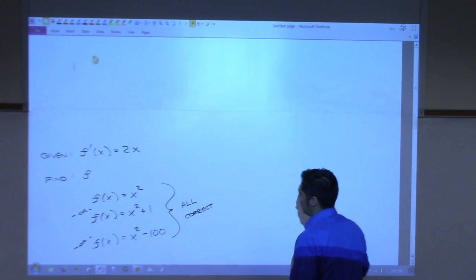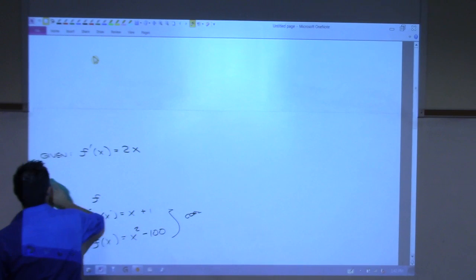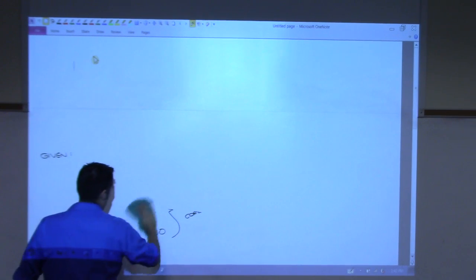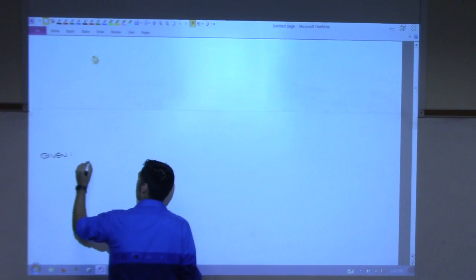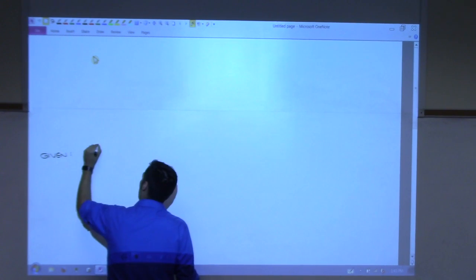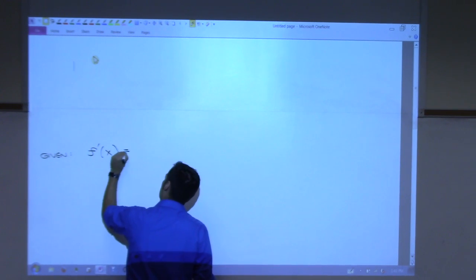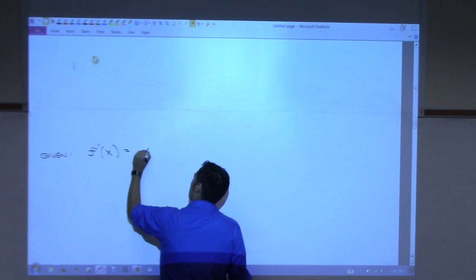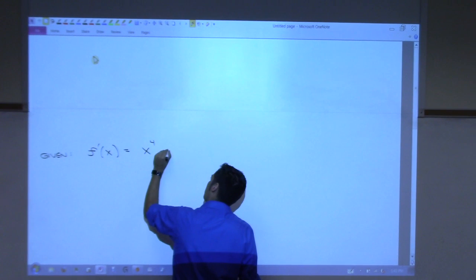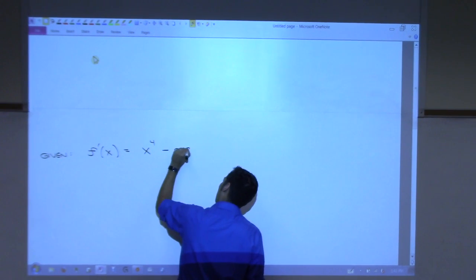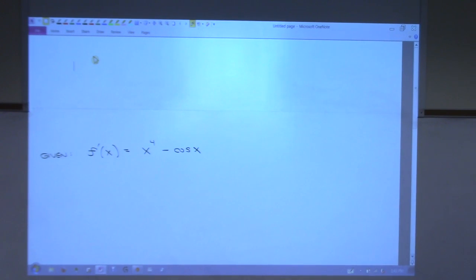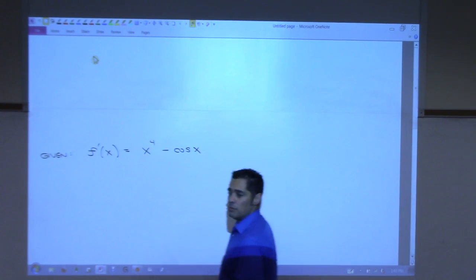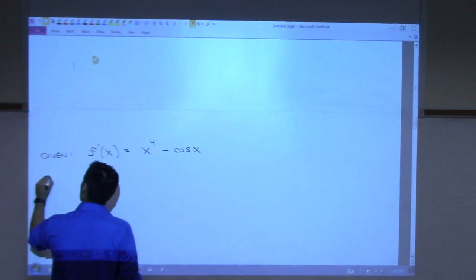This time I'm going to write it just a little bit different. Here's what I want you to figure out. Let's say that I give you some function. I tell you that the derivative of some function is x to the fourth minus cosine x. Can you find the general solution?